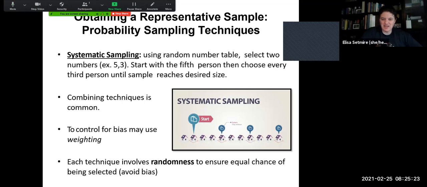But systematic sampling, right? So they have this example here. We start with this house and then we're going to choose every 3rd house from there. So it's random, but we have a very systematic way that we're trying to get that information and decide who's participating. So each technique involves some element of randomness to ensure an equal chance of being selected.